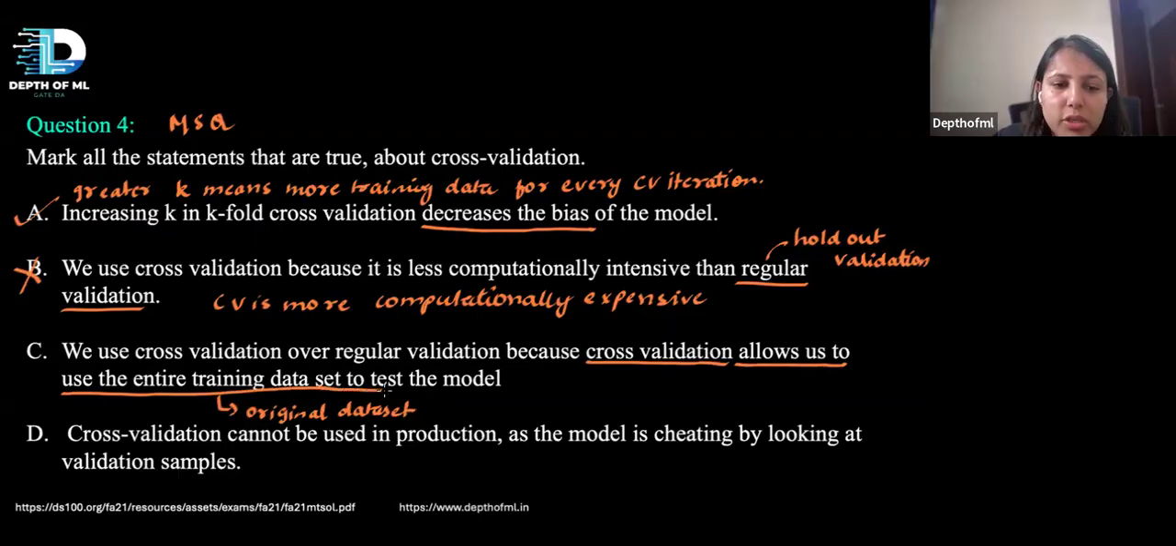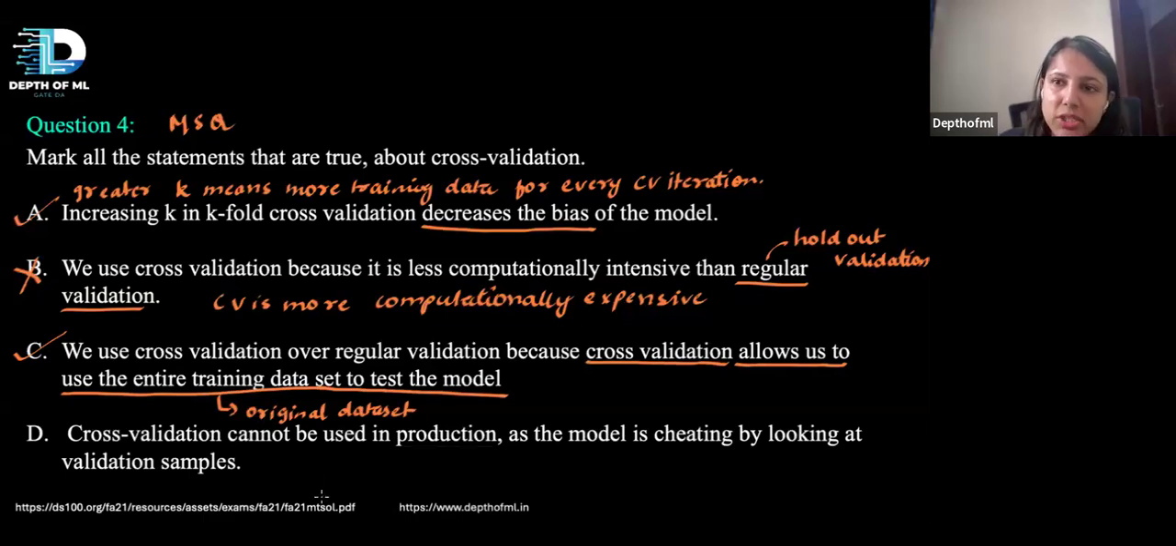So we use it because we are able to evaluate our model on the entire training set that we will eventually use after the CV is done to test the model. So this is correct, right? So this we saw, that every data point is part of the test at some point or the other in the CV iteration. And hence we actually evaluate on all the data points, right? So this is one of the reasons we would prefer using cross-validation. Fine. Now, cross-validation cannot be used in production as the model is cheating by looking at the validation samples.